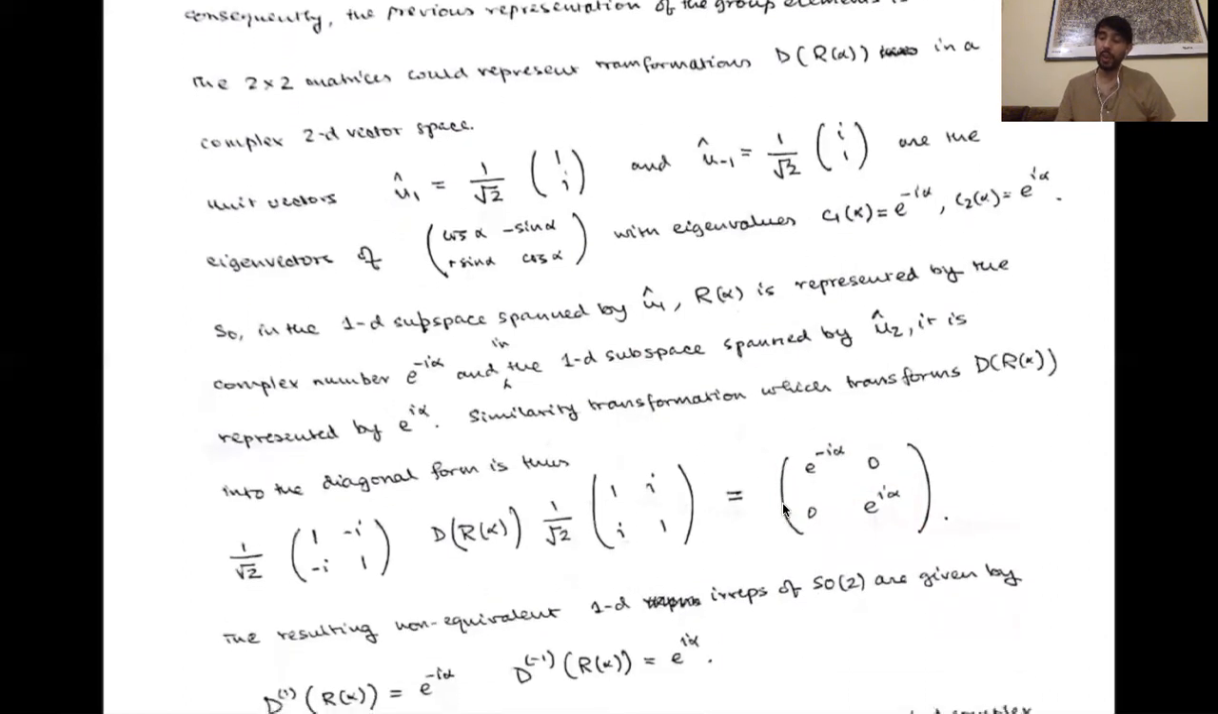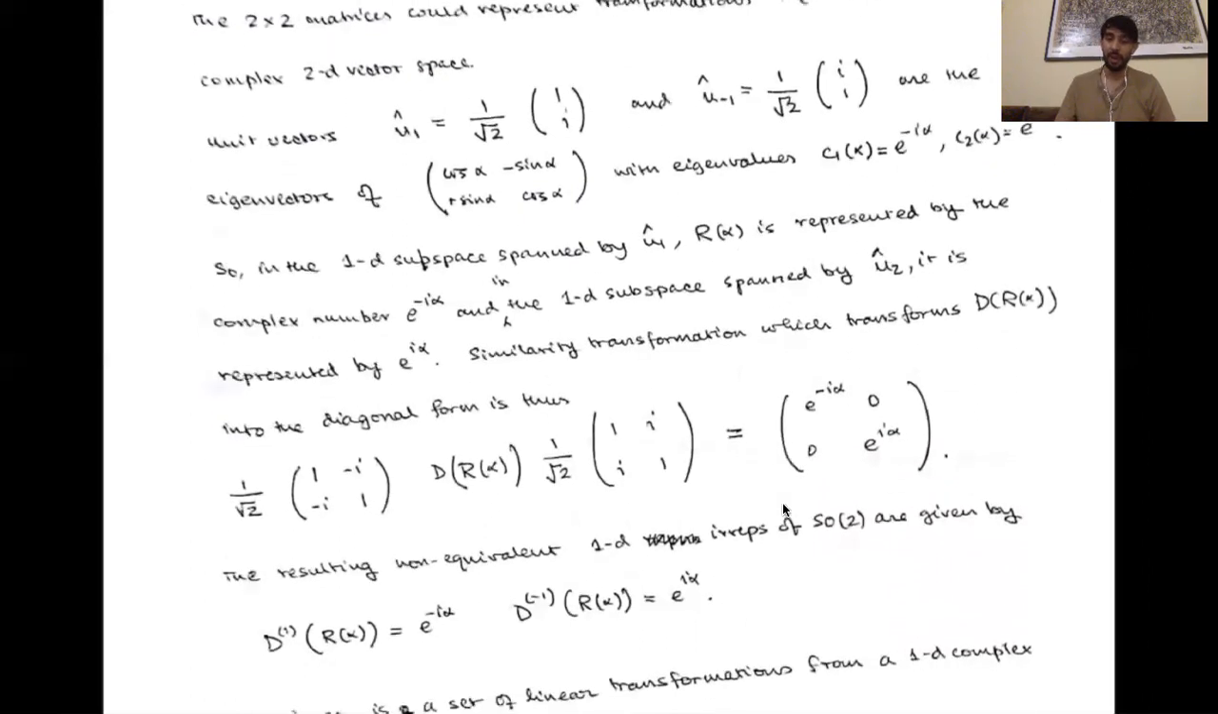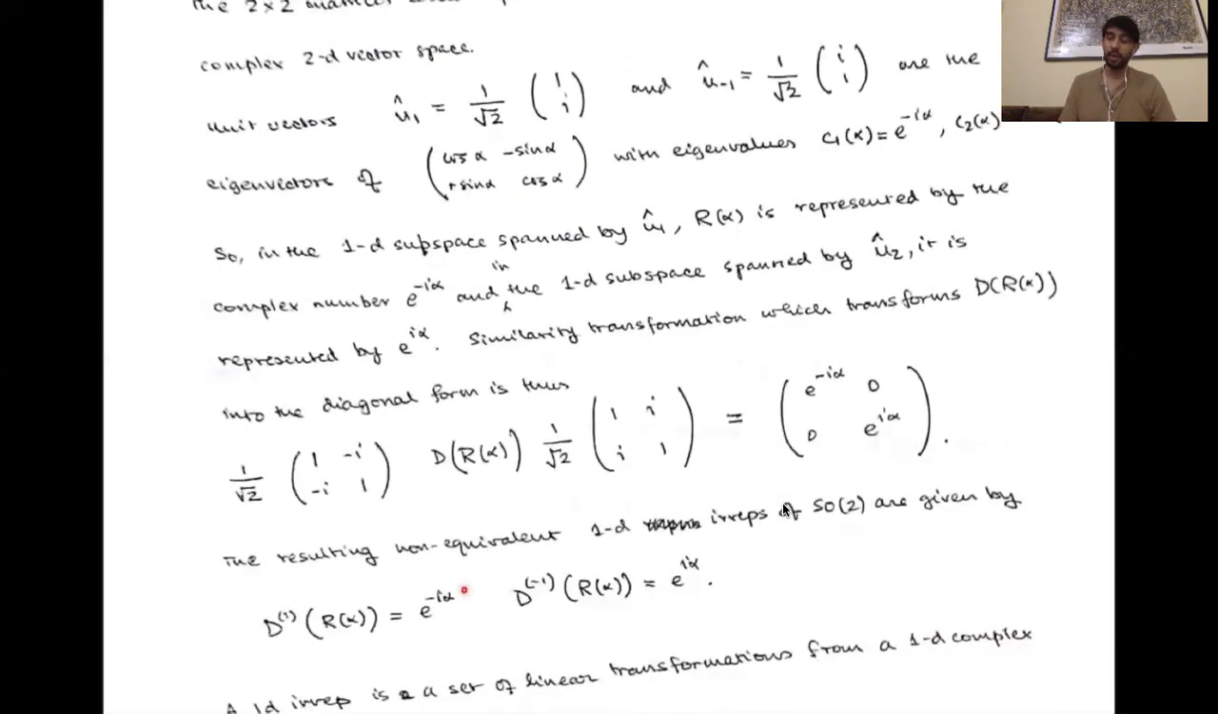and what you get at the end of the day is, in this subspace it is going to be e to the minus i alpha. In this subspace it is going to be e to the plus i alpha. So what we have is two equivalent one-dimensional representations of SO2 given by exponential minus i alpha and exponential plus i alpha.